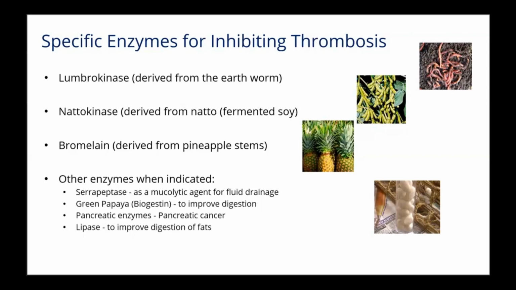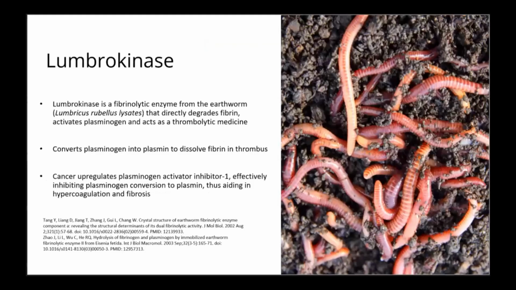Pancreatic enzymes and pancreatic cancer. You can use those specifically when people don't have pancreatic function. And then lipase you can use to improve the digestion of fats. Here's lumbrokinase, originally from the earthworm, right? The earthworms go through the earth and they're chewing through stuff, like digesting cellulose and all kinds of things.